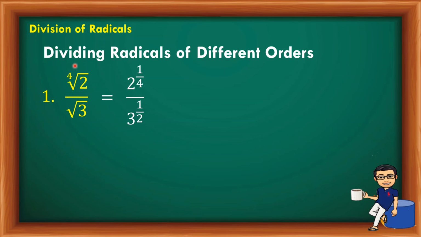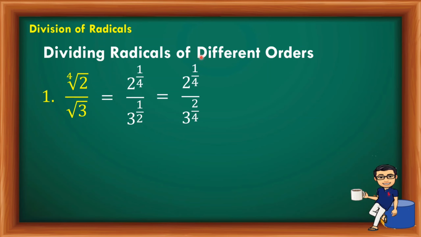So, we have to change the radical expression sa rational exponent. So, kaya ito magiging 2 raised to 1/4 and 3 raised to 1/2. And we have this. Then, after that, kukunin na natin ang LCD ng dalawang ito. So, yung fraction, rational exponent. So, ito yung mangyayari. Ang LCD nila ay 4. So, we copy 4. So, 4 divided by 4 is 1 times 1 is still 1. Then, 4 divided by 2 is 2 times 1 is 2.